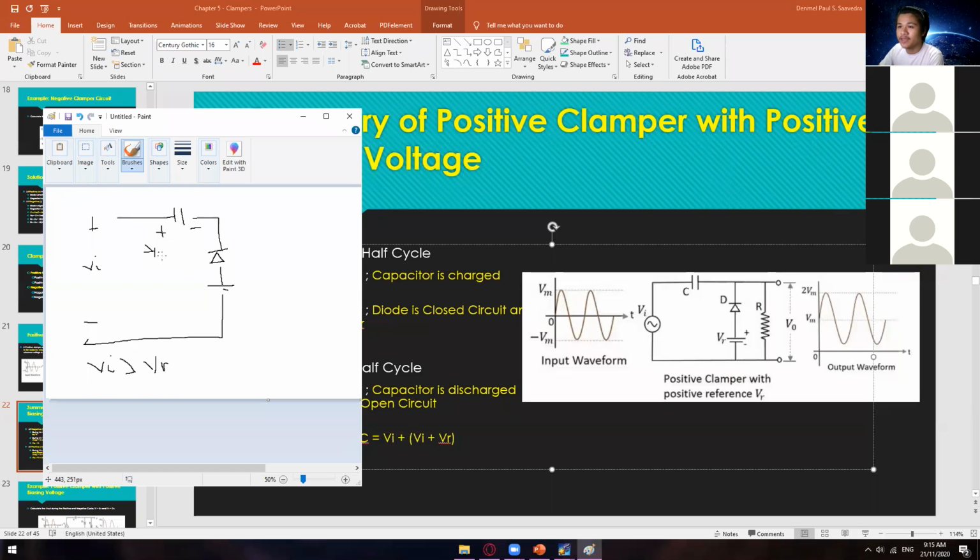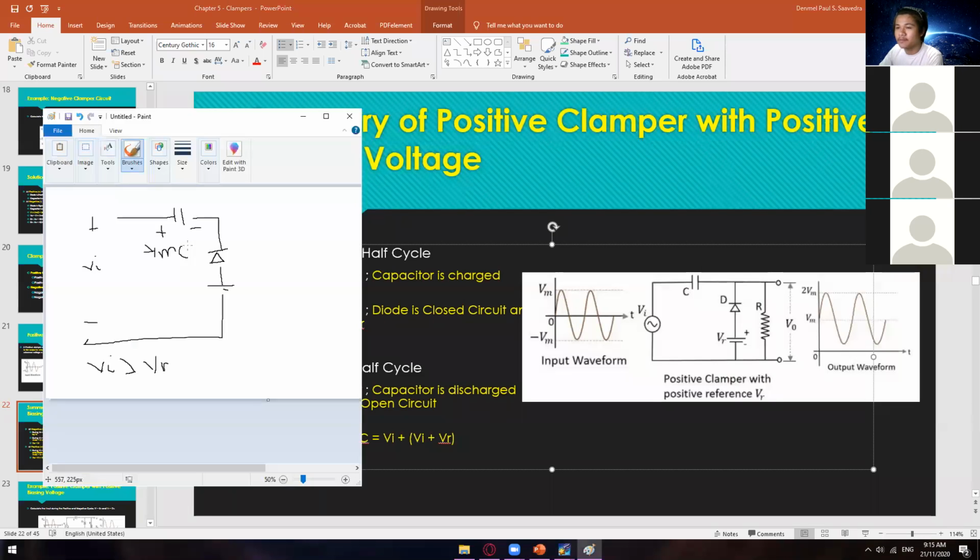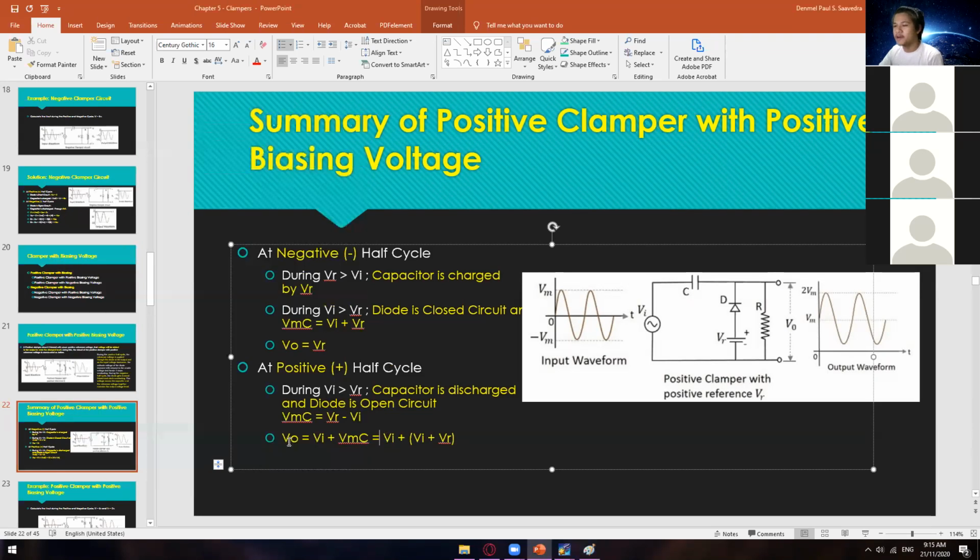Yung kanina, yung VMC na na-calculate natin right here. So VMC is equal to V sub I plus V sub R. So that's the value of this one now. And then, as you can see, we have here a positive sign of V sub I. So if you're going to calculate this one, V sub O is equal to V sub I because we have a positive sign, and then whatever is the sign of this VMC. So that is why we have this one.